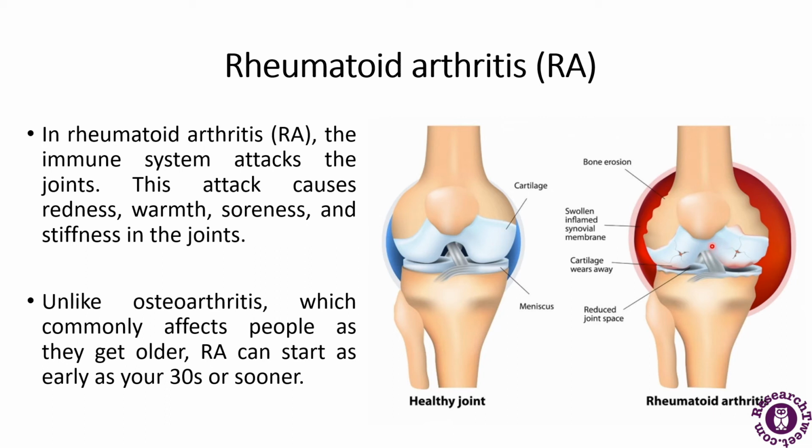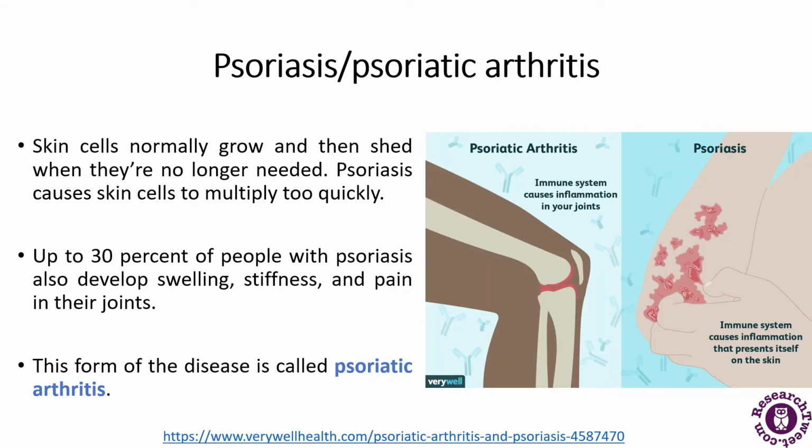The common symptoms include joint pain, joint swelling, joint stiffness, and loss of joint function and deformities. This can vary from mild to severe. It's important not to ignore your symptoms even if they come and go. So this is rheumatoid arthritis. Next is the next type of arthritis. You can see it in this particular figure.